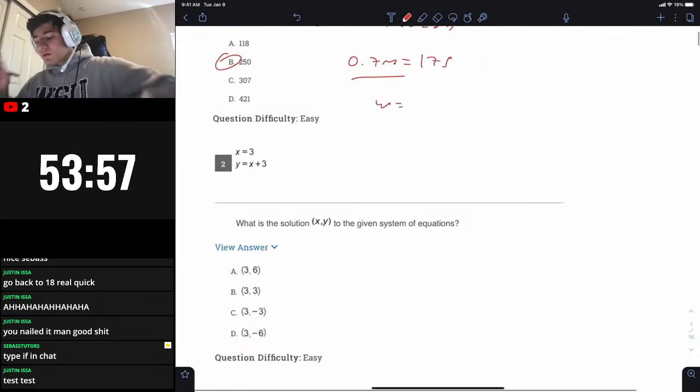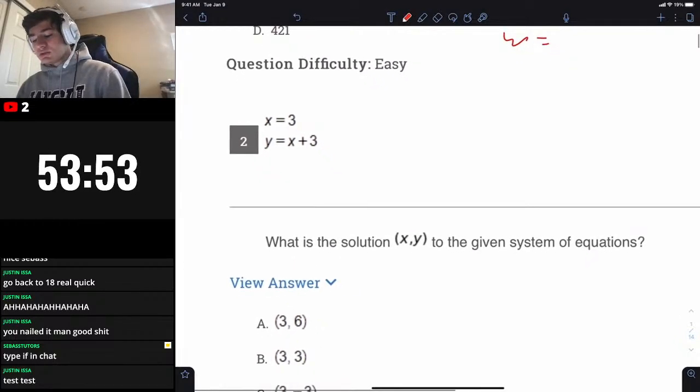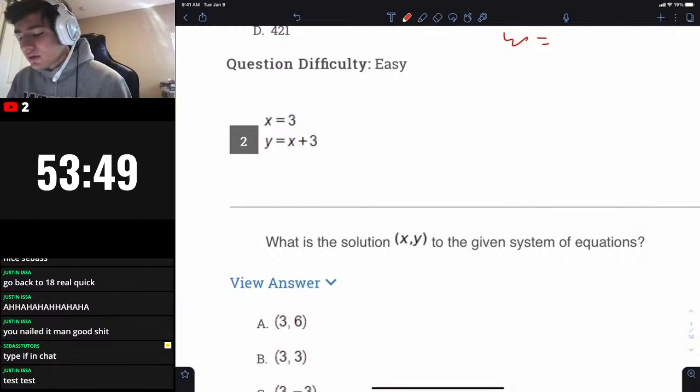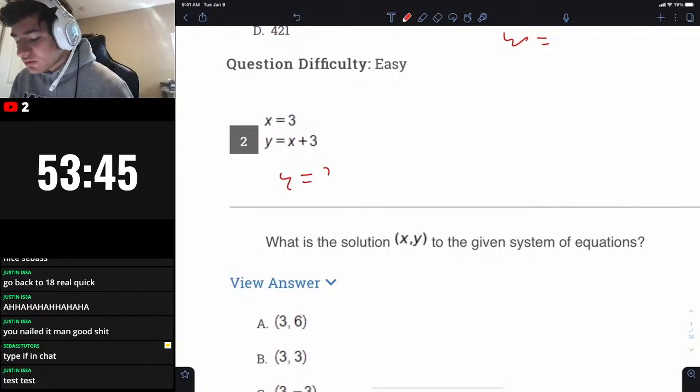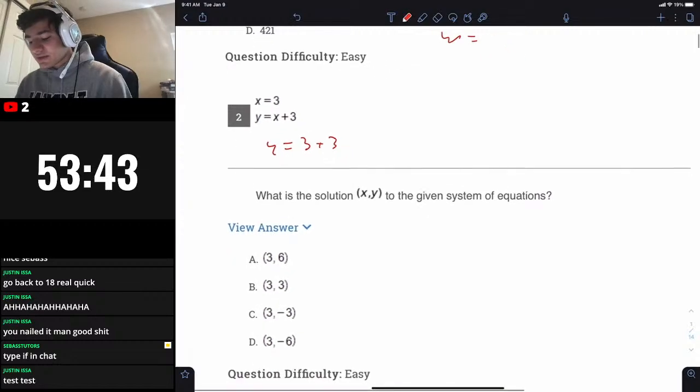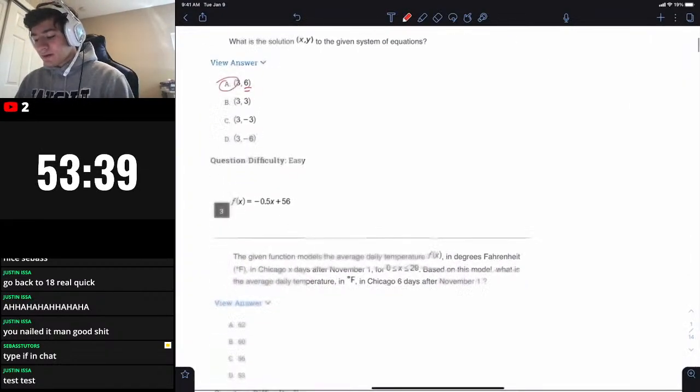Alright. What is the solution (x, y) to the given system of equations? Ooh, interesting. Okay, x equals 3. So y equals 3 plus 3. So y is 6.